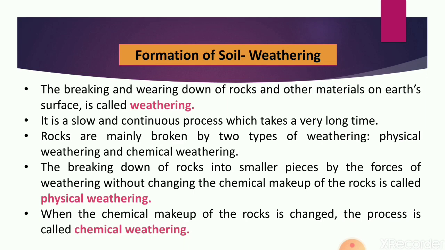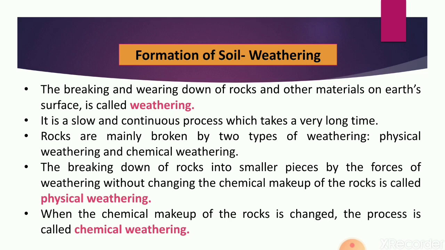So students, this is a very slow, very long, and very stepwise continuous process. First of all, rocks are broken down into smaller particles, and these initial products of weathering are called parent soil. This process of weathering is very slow and continuous, and it takes a long period of time. It can take up to 1,000 years to produce only 2.5 centimeter of fertile soil.